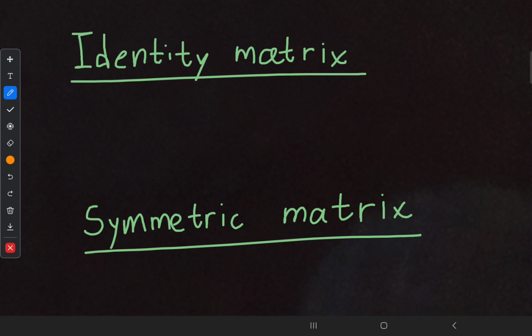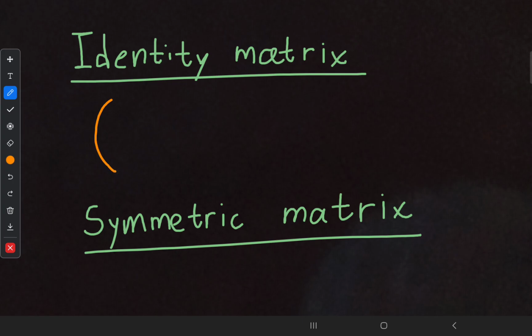Okay, in identity matrix, the major thing is we have to think about square matrices only. Here we are going to think about the square matrices only under the topic identity matrix. So, what is a square matrix? Number of columns equals the number of rows.